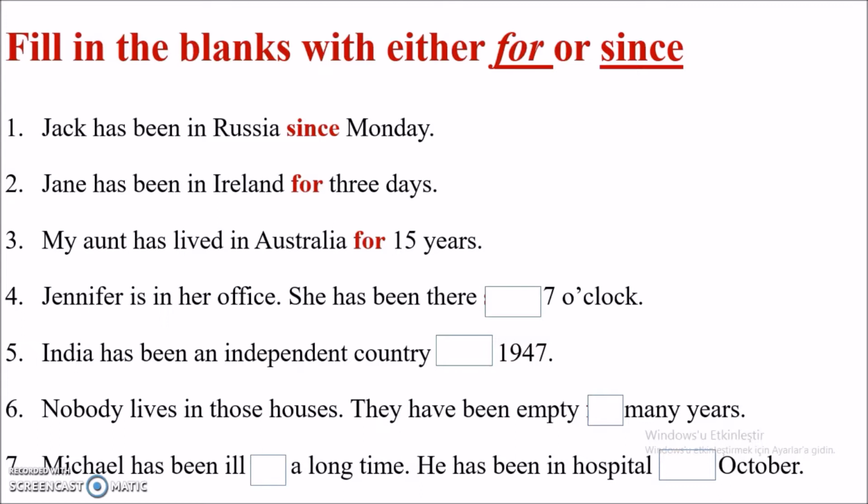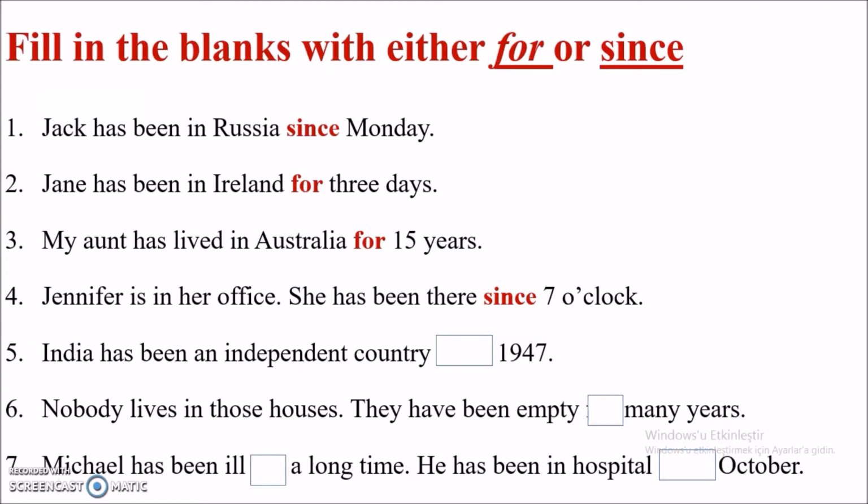Number 4, Jennifer is in her office. She has been there since 7 o'clock or for 7 o'clock. So in here, I know that she was in her office at 7 o'clock. This is the starting point. So I would say since 7 o'clock, I'm giving the beginning point of the action or the situation.